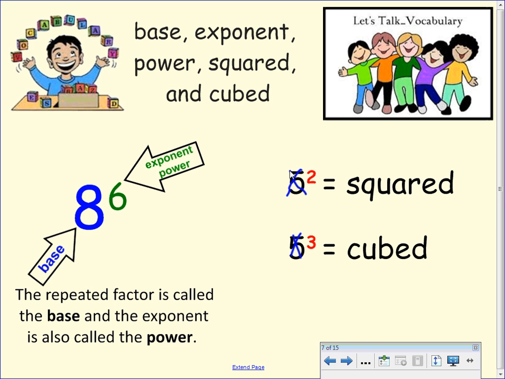Can the exponent be larger than the base? And by larger, I'm not talking about the font size. I'm talking about the value, the amount. So could I have 3 to the 5th power? Can I do that? Absolutely. Can I do this? Can I do that? Yes or no? No. That means something different. You cannot do that. And that's the number one mistake that people make when working with exponents.